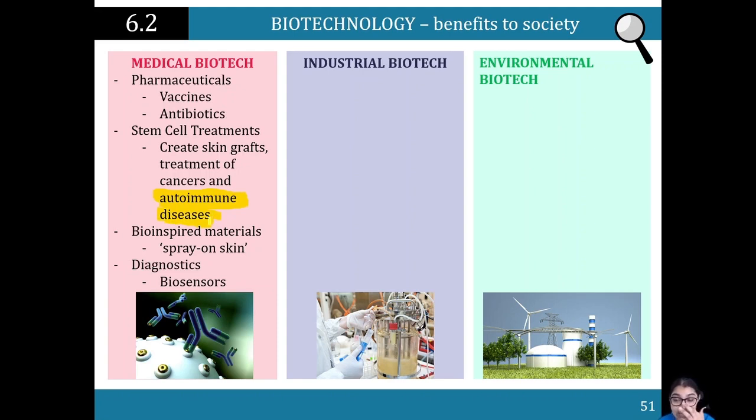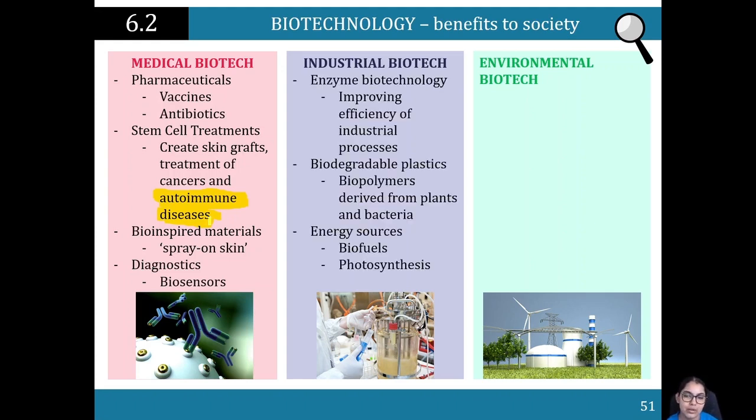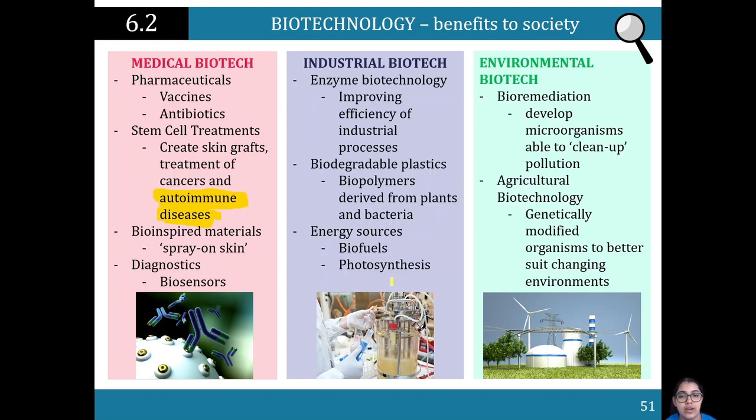Bio-inspired materials like spray on skin, and finally diagnostics like biosensors, and we know how prominent biosensors are now in sports, and so on. Industrial biotech includes enzyme biotechnology, so improvement in enzyme biotech to improve the efficiency of industrial processes, biodegradable plastics and production of biopolymers that are derived from plants and bacteria, and also energy sources including biofuels and photosynthesis. So the modification of these processes to try and produce different alternatives.